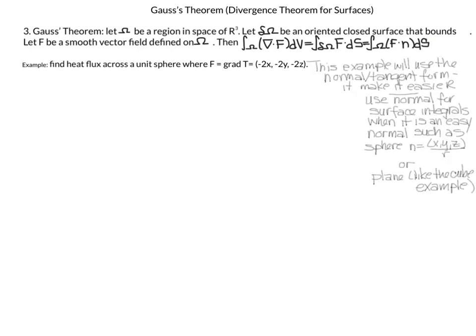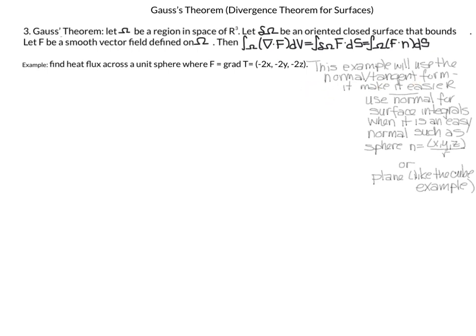Our next example is to find the heat flux across a unit sphere, where F, our vector field, is equal to the gradient of the temperature, and F, the gradient of the temperature, is equal to minus 2x, minus 2y, minus 2z. In this example, we're going to use the normal or tangent plane form of our formula because it'll make it easier.